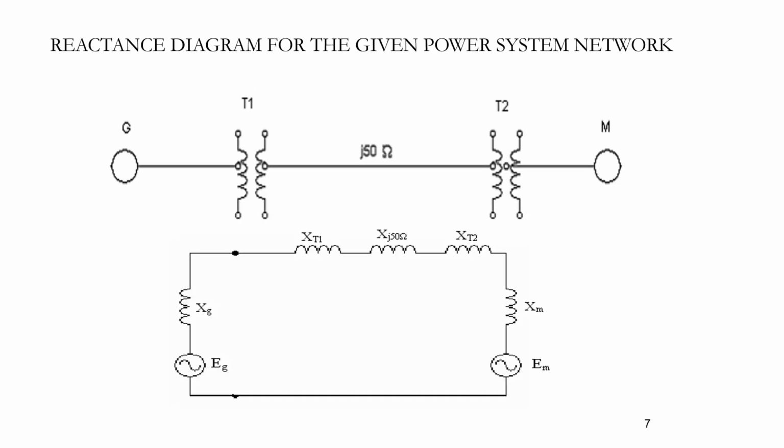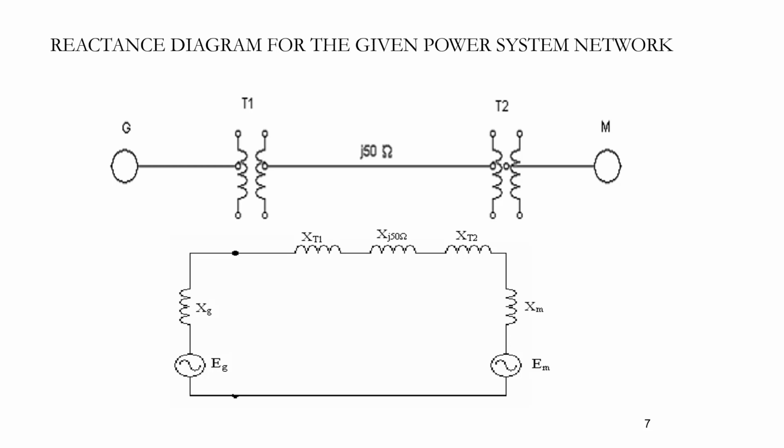Let us see the example of how to draw the reactance diagram for the given network system. There is a generator, a transformer, and a transmission line with an impedance of 50 ohms. There is a second transformer, and at the receiving end there is a motor. All these five components have to be taken to the single line diagram.